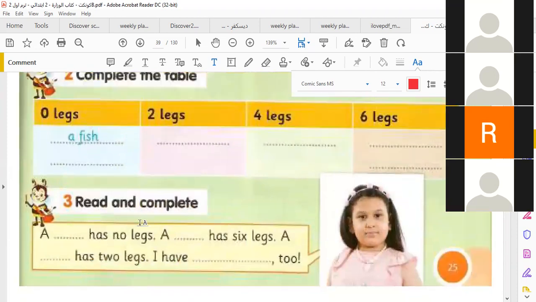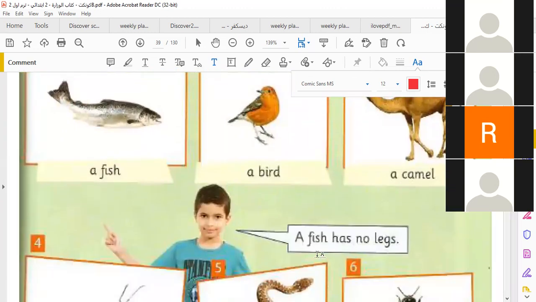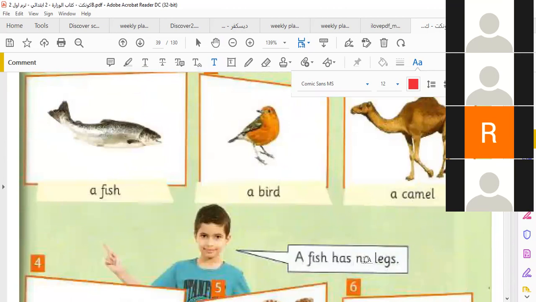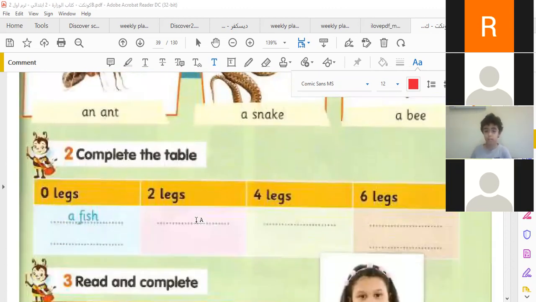Students, in page number 25, we want to count the number of legs. For example, a fish has no legs. What about the bird? Malik Mahmoud? Yes. Does the fish have any legs? No. Good. How many legs does the bird have? Two. Excellent. So, which animal has 2 legs now? A bird. Excellent, Malik Mahmoud.